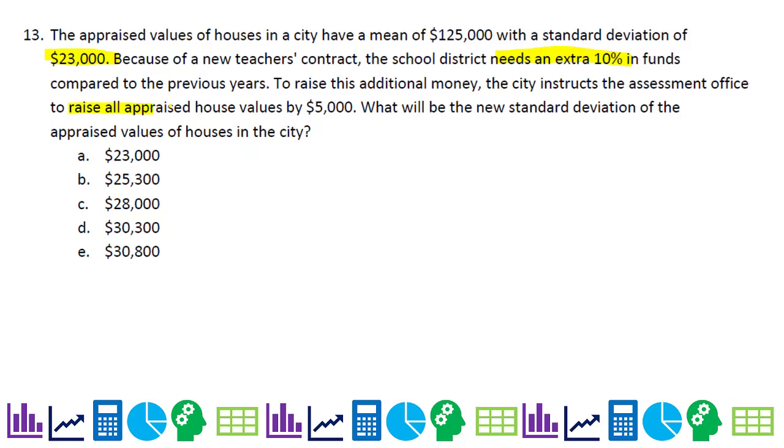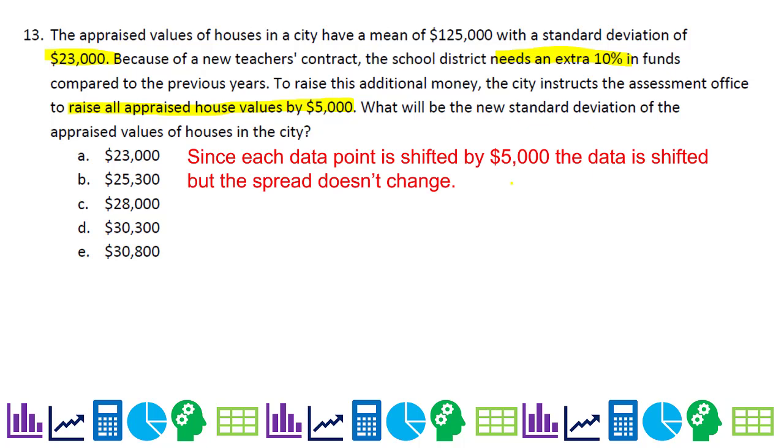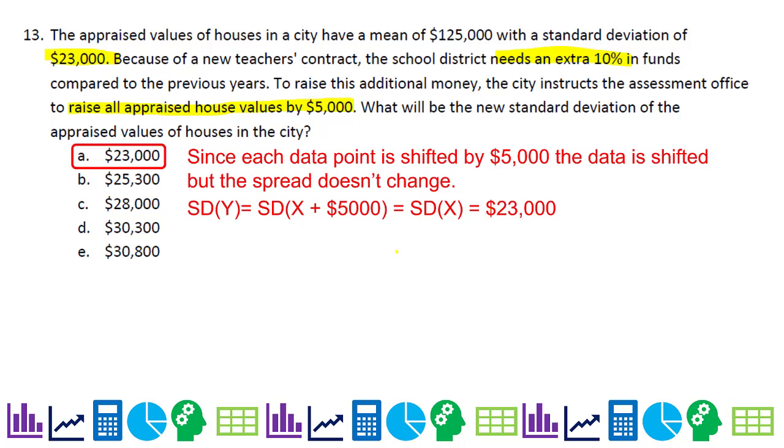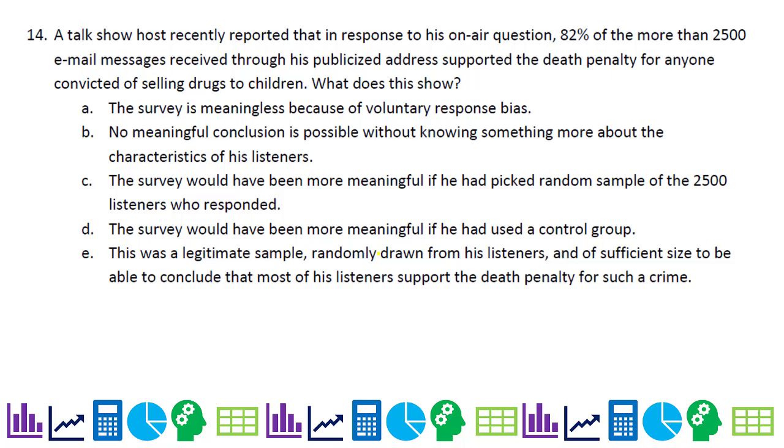What they did is they raised all appraised house values by a constant. Since each data point is shifted by 5,000, the data is shifted, but the spread doesn't change. So if you want to get all equation-y, the standard deviation for our new appraised values is our old value plus 5,000, right? But when we add a constant, we know we can ignore it. And so the standard deviation is exactly the same. It is $23,000. Number 14.